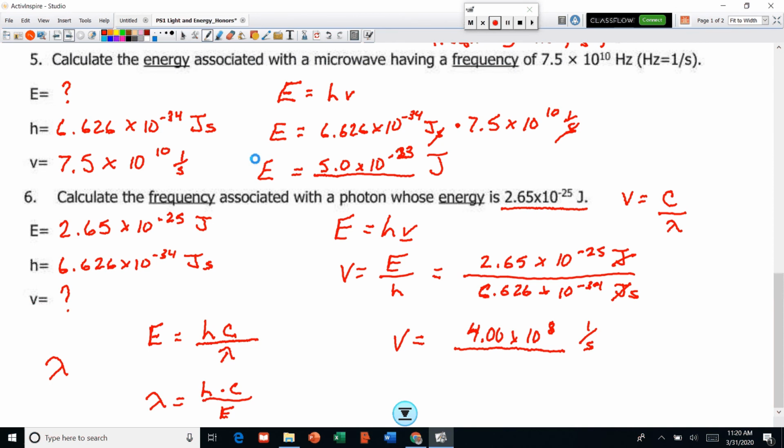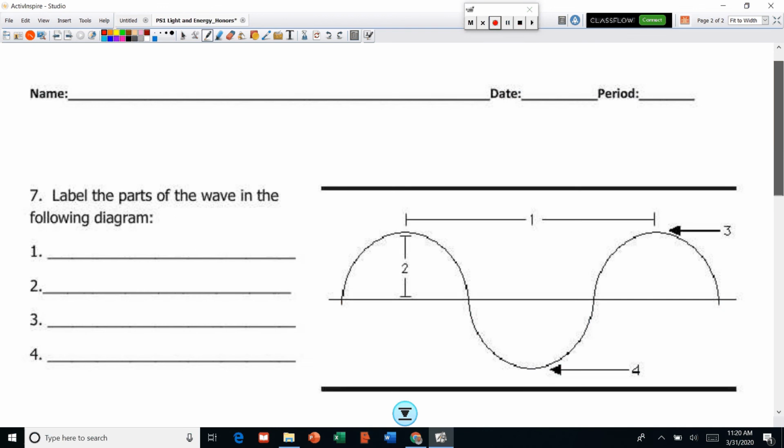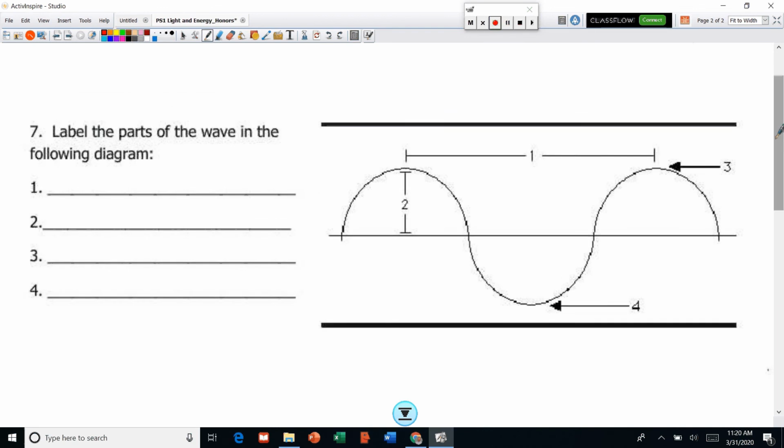All right, going over the back side of this page, it was just labeling the parts. So this is really fifth, sixth, seventh grade stuff. So just kind of looking at what things are. Looking at number one, it's showing the distance from the top of one wave to the next identical part of the wave. That is going to be called wavelength.